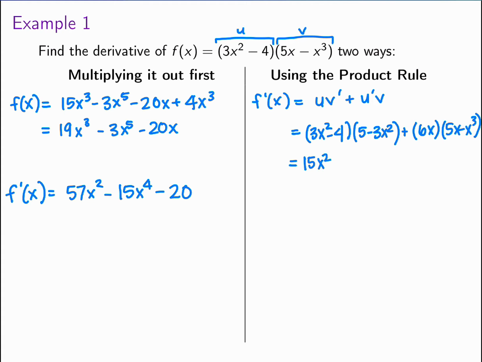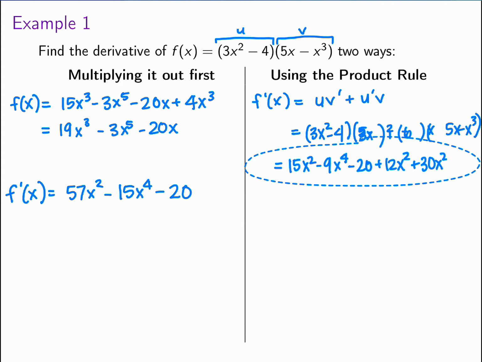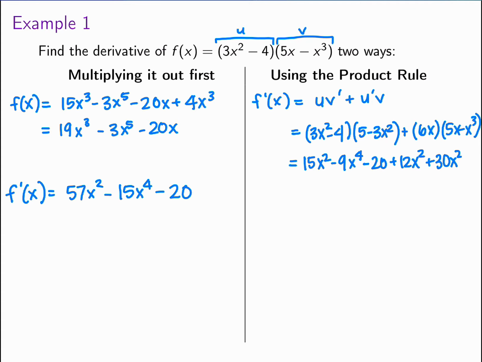15x squared minus 9x to the fourth minus 20 plus 12x squared. And then for the next one, we'll have plus 30x squared. Let me move this over a little bit so I have some room. Oops, that didn't work. We'll just squeeze it in there. Minus 6x to the fourth. And now let's combine our like terms.